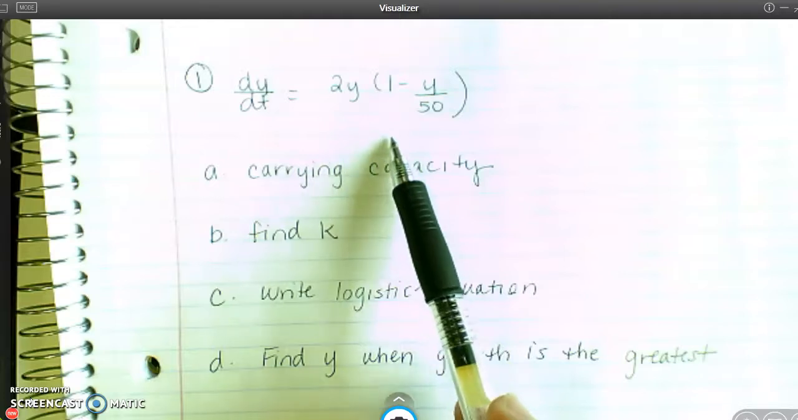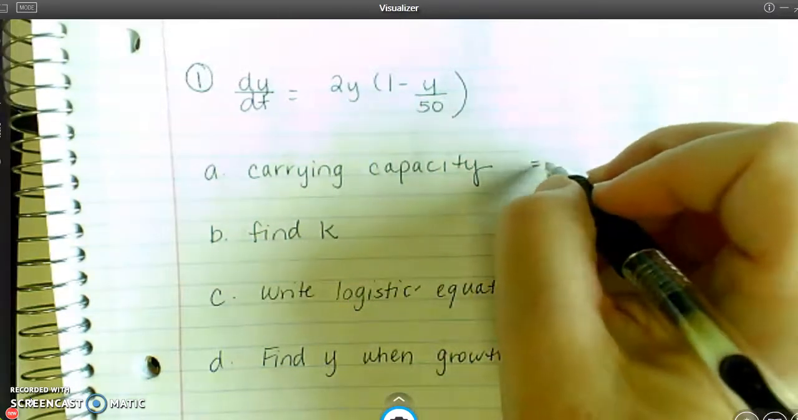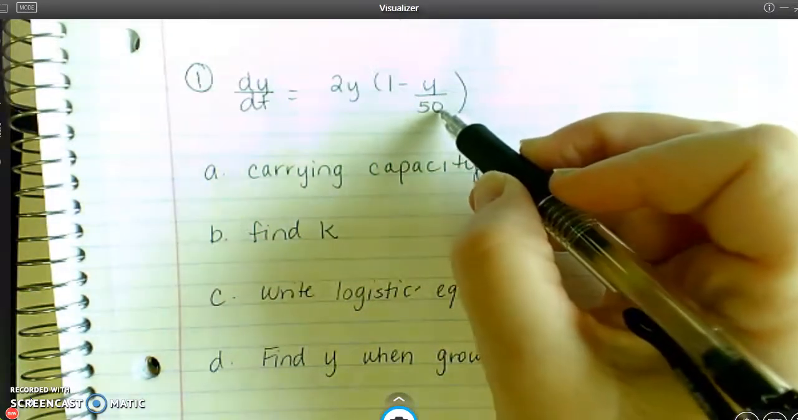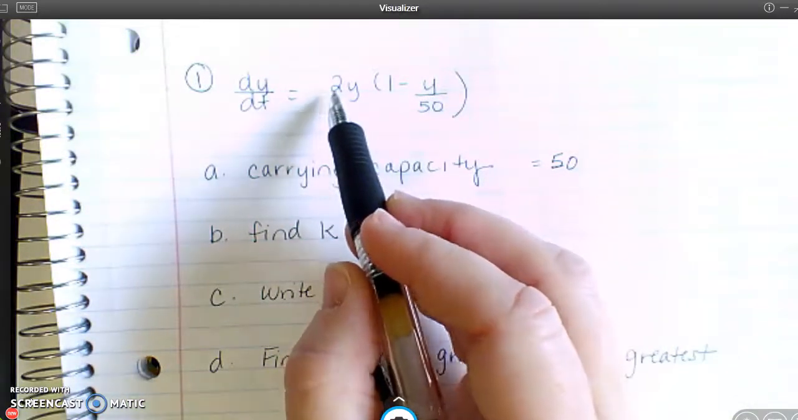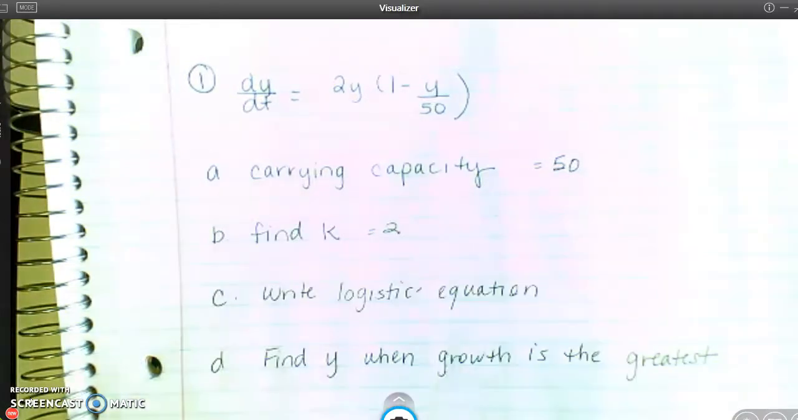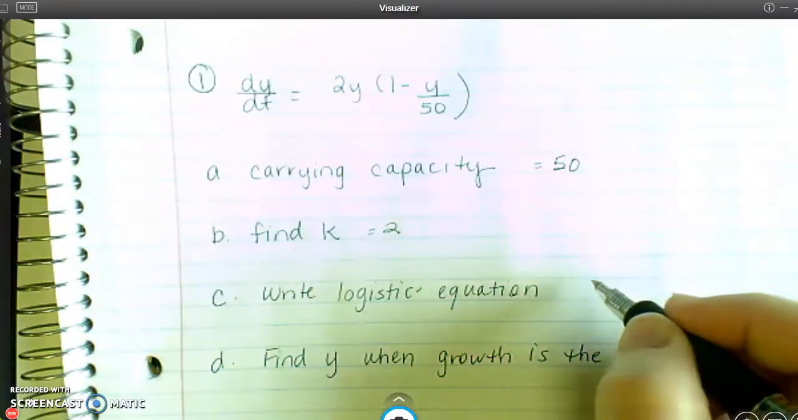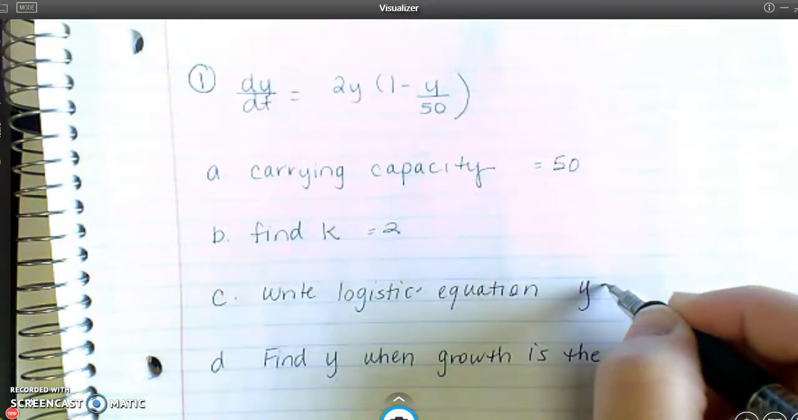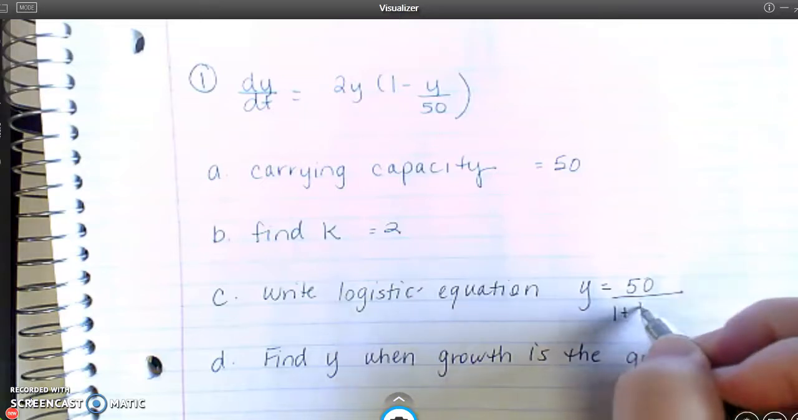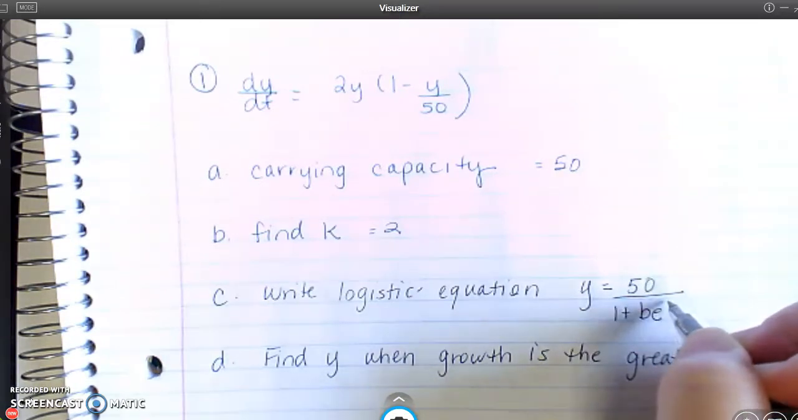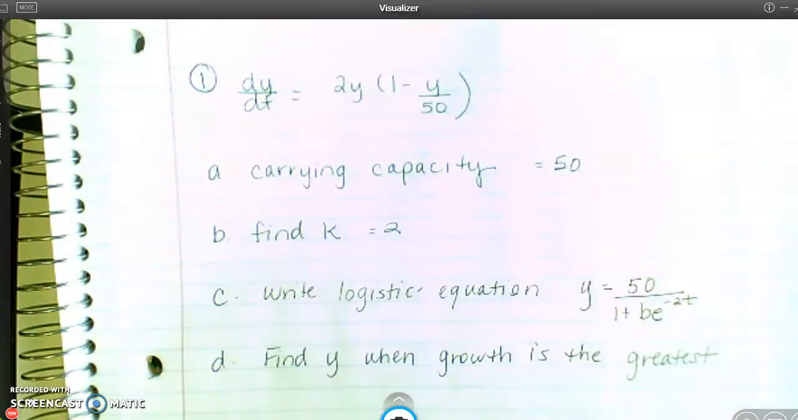So what that tells me is that the carrying capacity is 50. Because there's already a 50 down there, I know that that's the limit, that's the L. The k is the number in front of the y, so I know that k is 2. Next thing it asks me to do is write the logistic equation. So all I'm doing is plugging in the numbers that I have based on the information given. So instead of writing P, I'm going to write y. So y equals L over 1 plus B e to the negative kt.